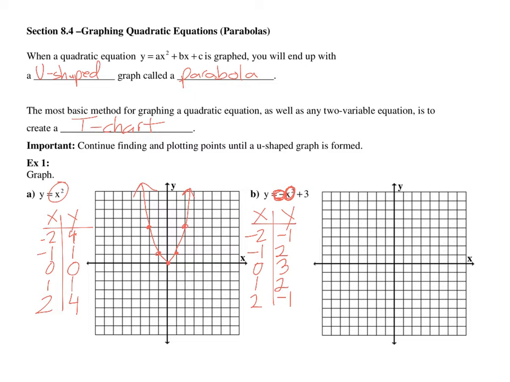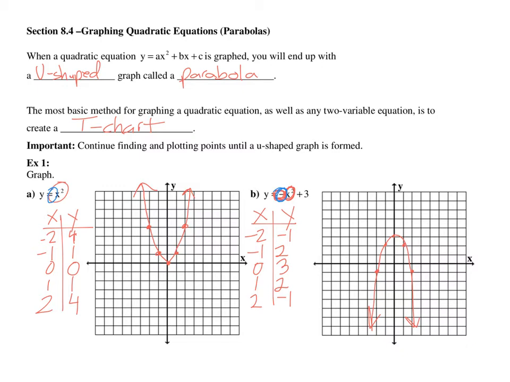All right, plotting these points, I have -2 down 1. Then I have -1 up 2. Then I have 0 up 3. Then I have over 1 up 2. Then I have over 2 down 1. All right, and there's my parabola. It's going down this time. Here's an important thing to take note of. If there's a positive value in front of the x squared, then the parabola opens upward. If there's a negative value in front of the x squared, it's going to open downward.